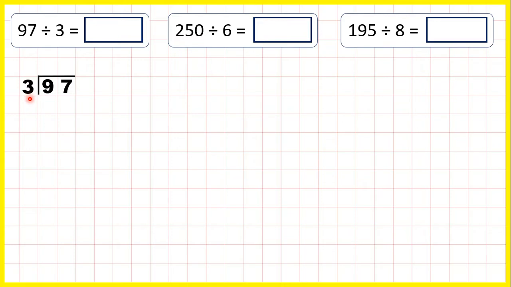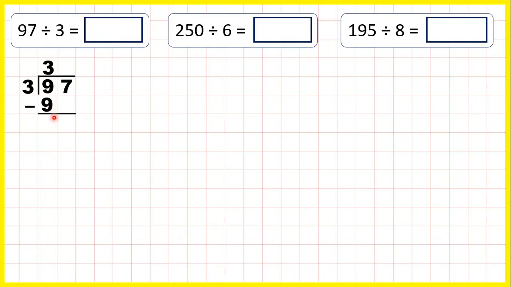So we can set the question out as we normally do with our divisor on the left. Now, taking the first digit, we have 9 divided by 3. Well, 9 is in the 3 times table, and 9 is 3 times 3, so we can write 3 as the first digit of our answer. So now we subtract and bring down.